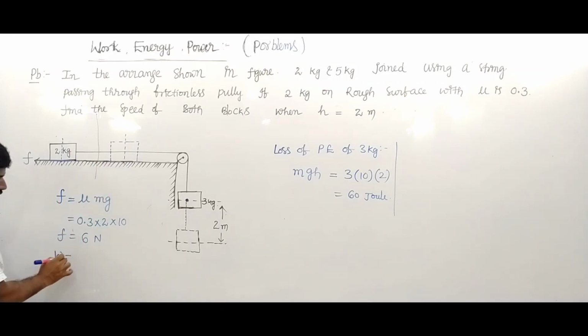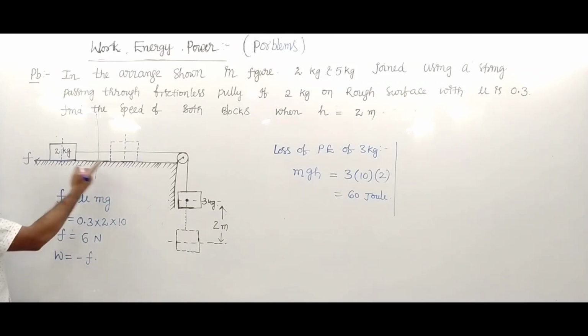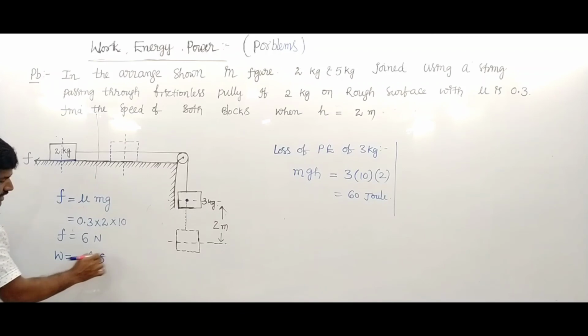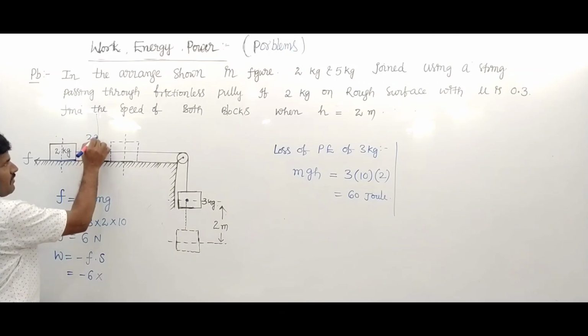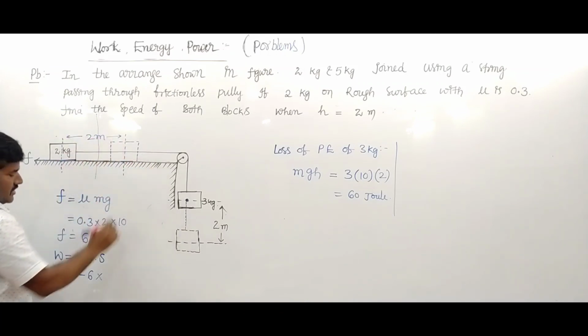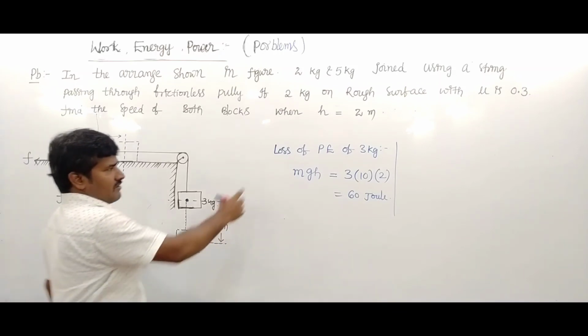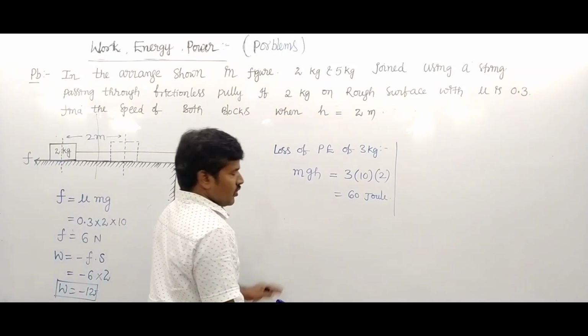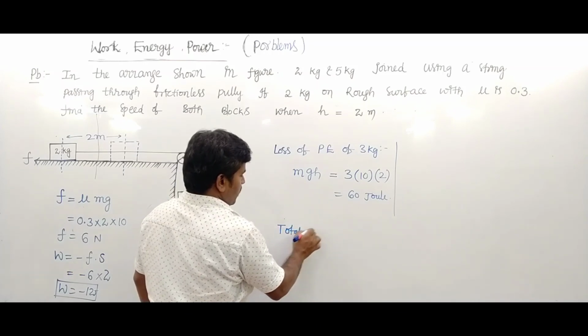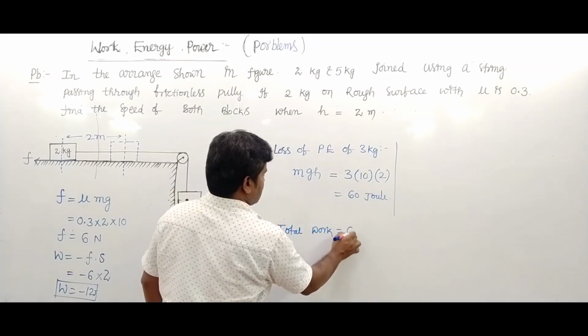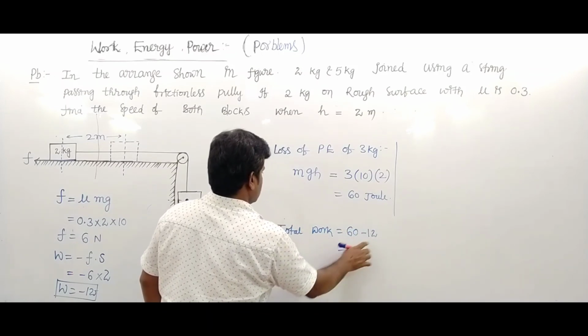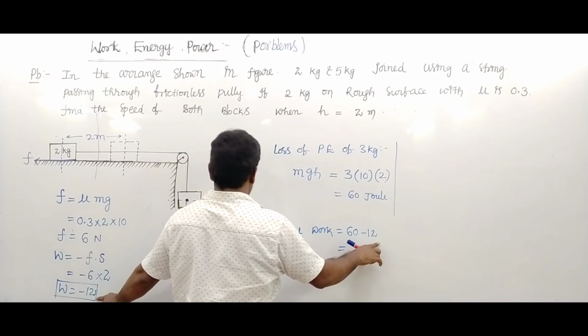Then the work due to friction is negative, because friction always wastes energy. F into S is minus 6 into the displacement, which is 2 meter, because the string is inextensible. So the work done is minus 12 joule. So the total work done is 60 minus 12. This 12 is converted into another form.